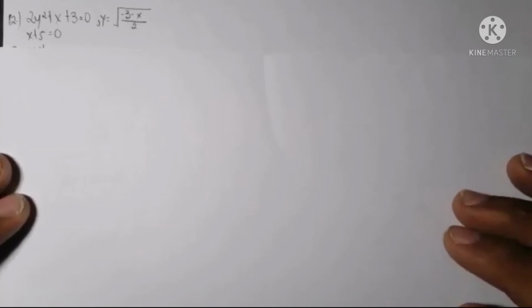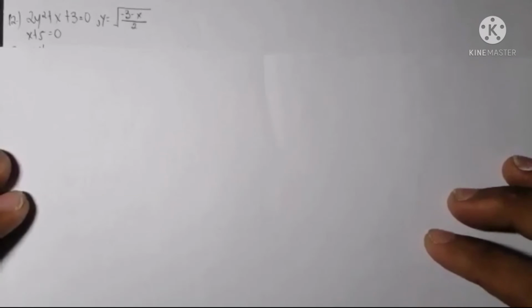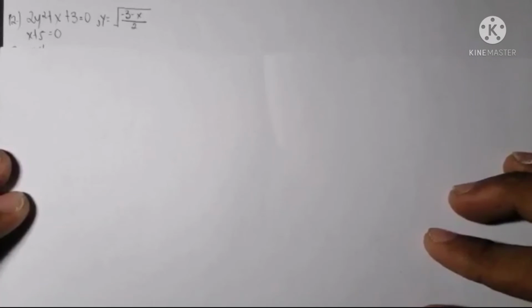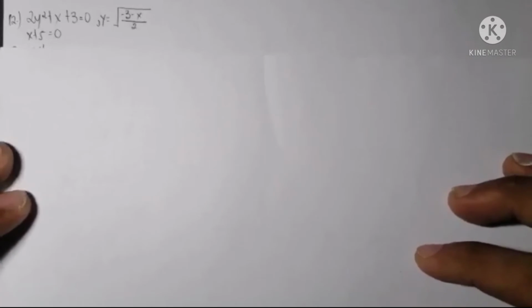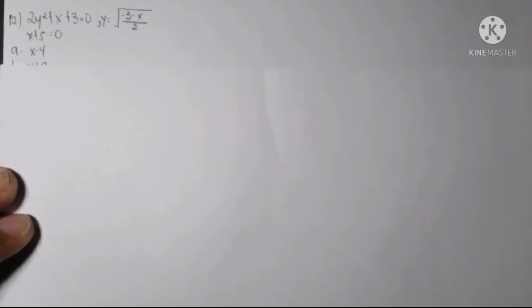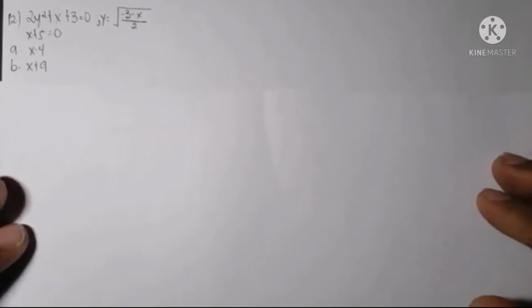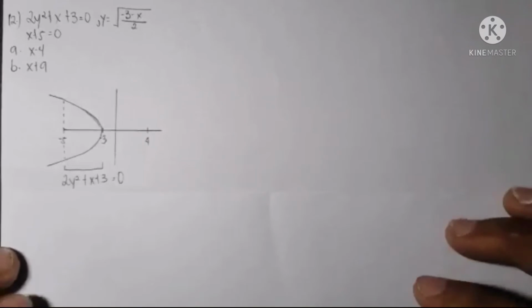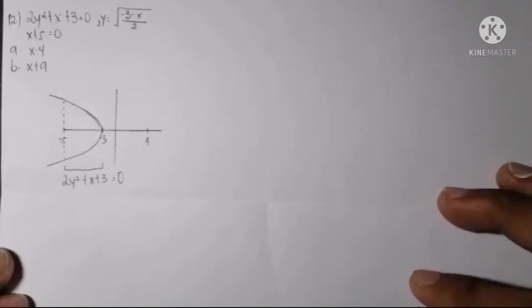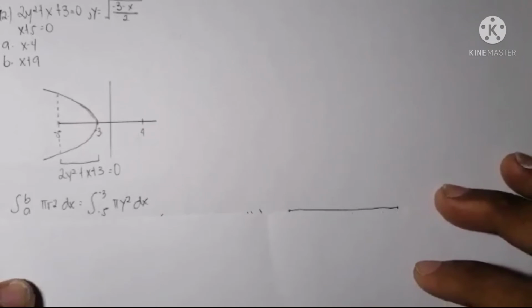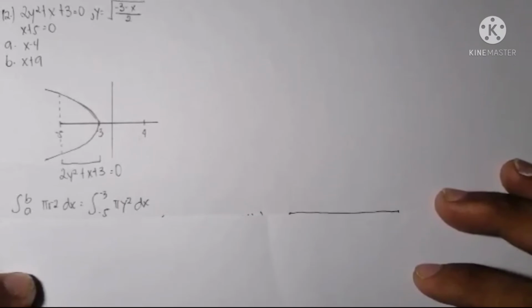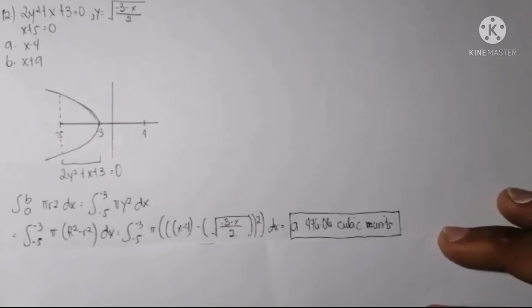Item number 12. 2y squared plus x plus 3 is equal to 0, wherein our y is equal to the square root of (negative 3 minus x) all over 2, and x plus 5 is equal to 0, wherein our a is x minus 4, and b is x plus 9. So this is the graph. The integral of pi r squared dx from a to b is equal to the integral of pi y squared dx from negative 5 to 3.